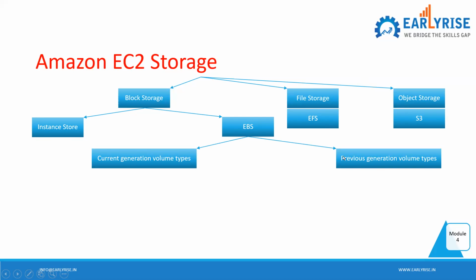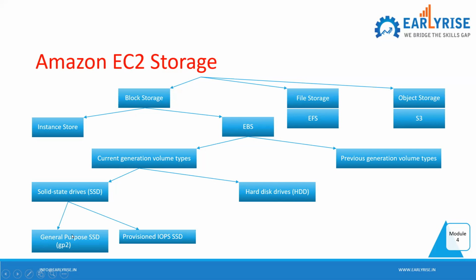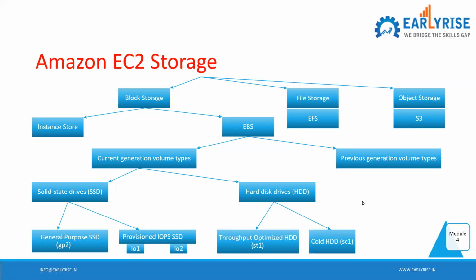Now under EBS, we have current generation volume types and previous generation volume types. Under current generation volume types, we have solid state drives, SSD, and hard disk drives, HDD. Under SSD, we have options like GP2, now GP3 also, and then provisioned IOPS SSD. Under this, you have IO1, now IO2 also. Recently, this year only, everything came. Under HDD, you have ST1 and SC1. ST1 is throughput optimized HDD. SC1 is cold HDD. Under previous generation, you have magnetic HDD.